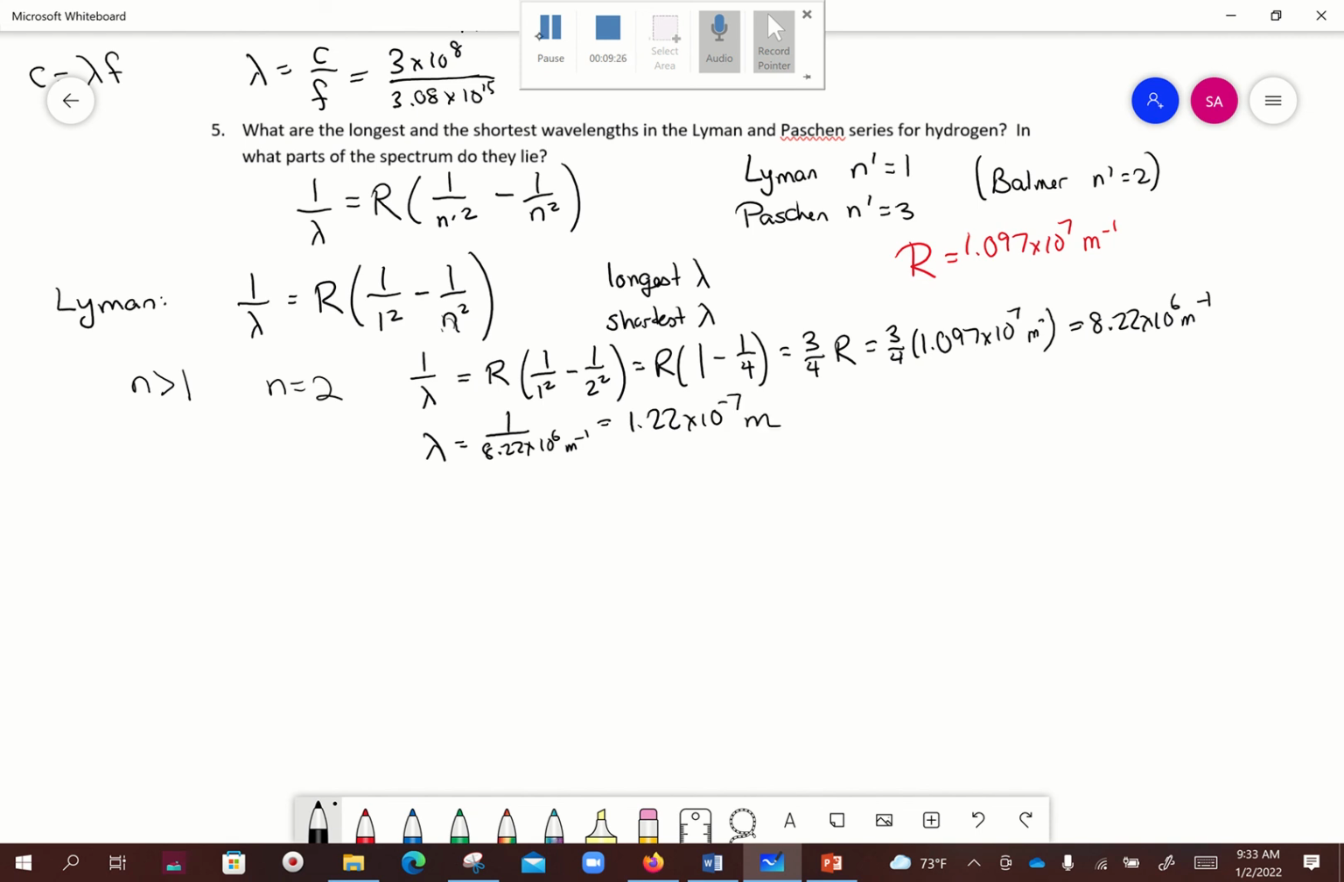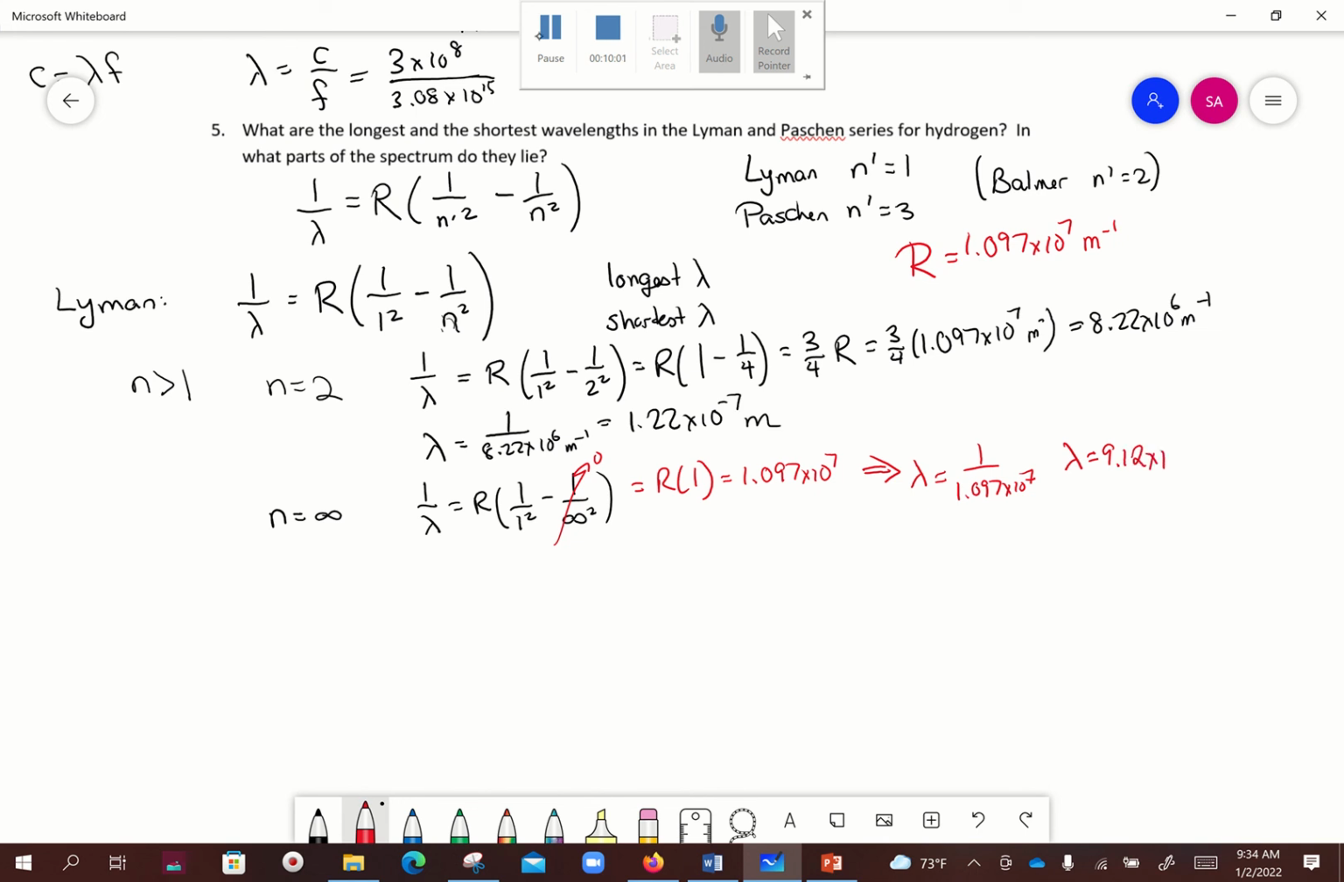Okay, how about if n equals infinity? So that's my opposite range. So 1 over lambda equals R times 1 over 1 squared minus 1 over infinity squared. So if I divide anything by infinity, it's going to go to 0. So this is just equal to R times 1, so it's just going to be 1.097 times 10 to the 7. So here my lambda is going to be just 1 over 1.097 times 10 to the 7, so my wavelength is going to be 9.12 times 10 to the minus 8 meters.